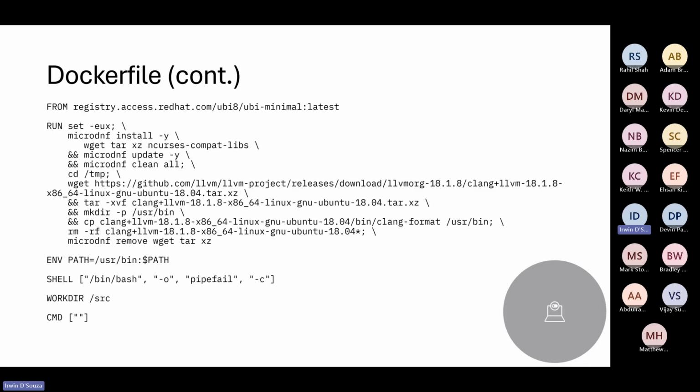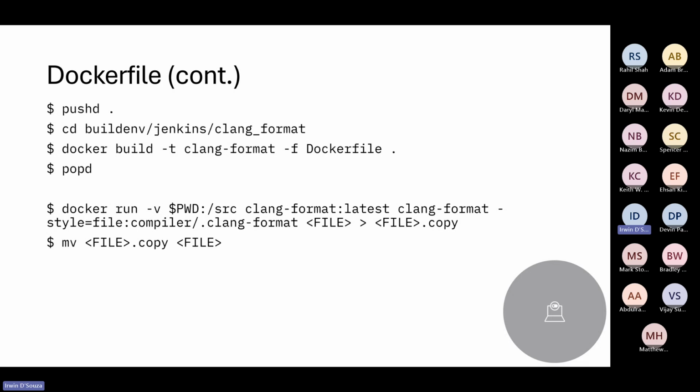The actual Docker file, which I put up here, is fairly straightforward and simple. You can look at it later in detail if you care to. It just installs dependencies, downloads clang-format, and then runs it. You build it by going into the clang-format directory and building the Docker file, and then to format your changes, you run the Docker image with the file you want.